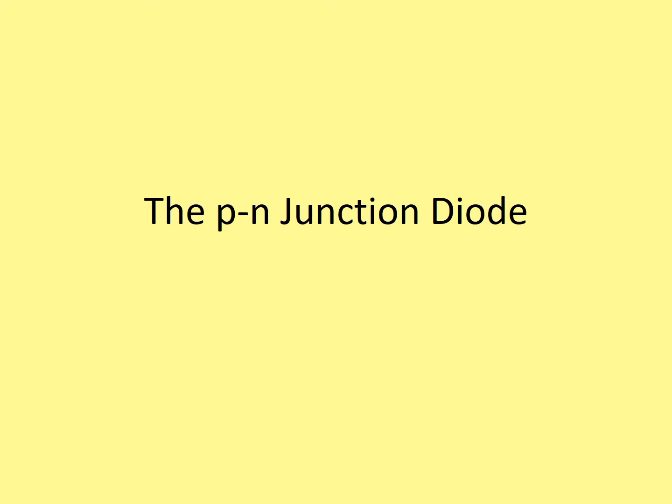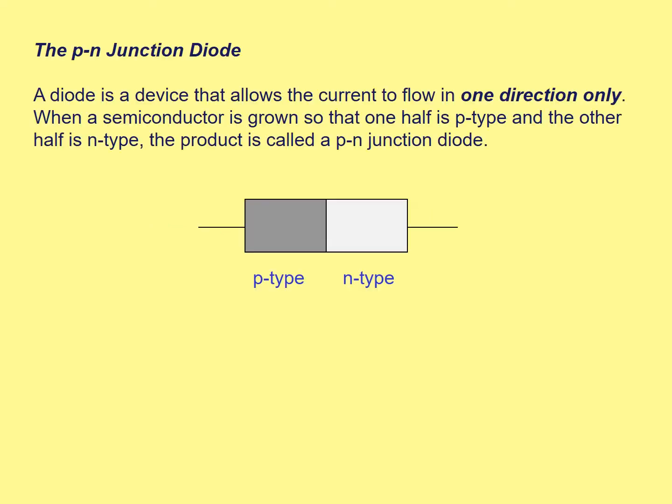The PN junction diode. In the previous PowerPoint, we looked at p-type and n-type doping.